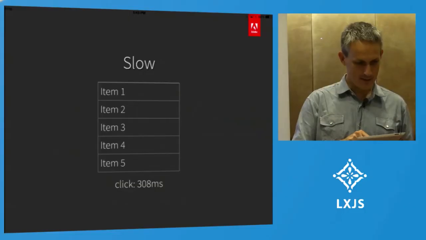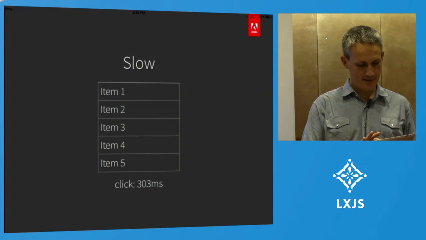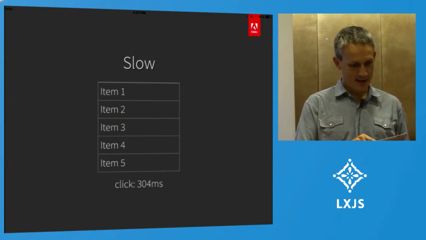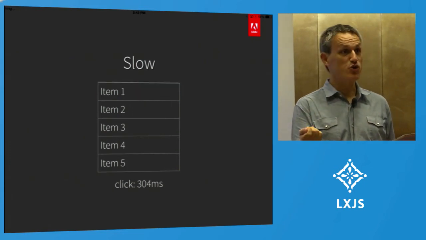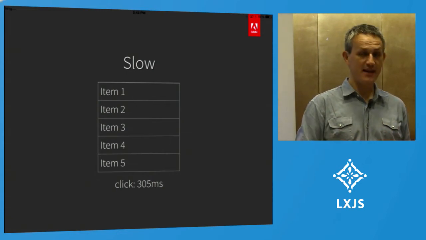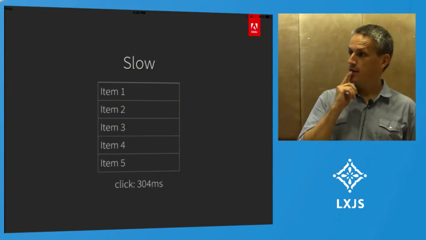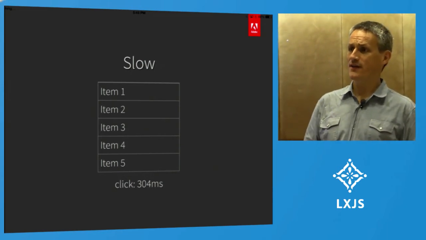Oh, look. See what happens here? So I select, boom. It takes consistently around 300 milliseconds for the click event handler to react to me clicking that thing. Is that across platforms? That is mostly on iOS. And you know why iOS does that?